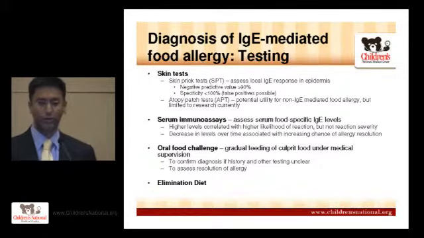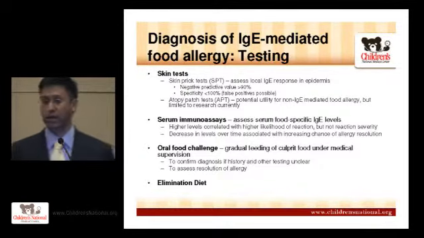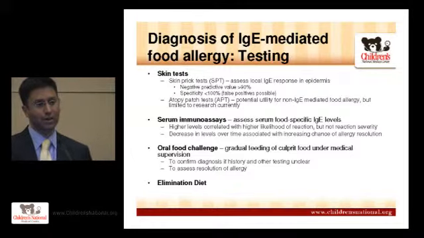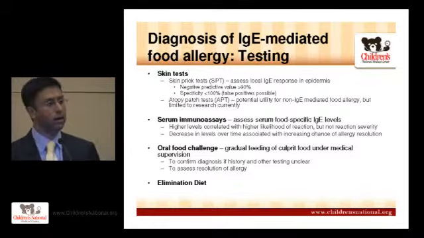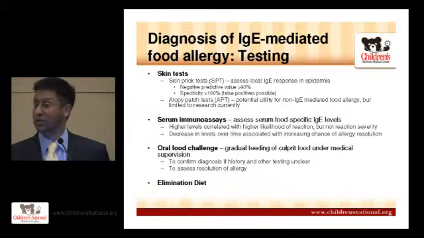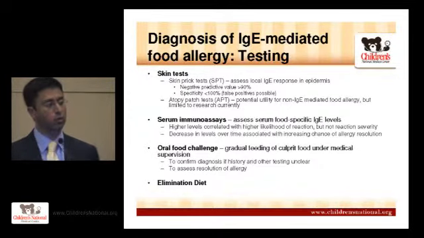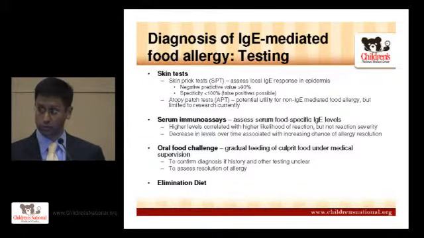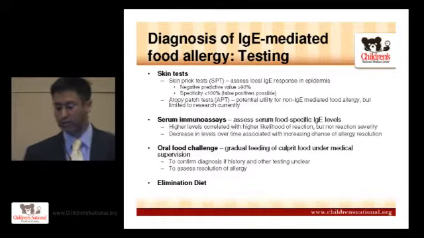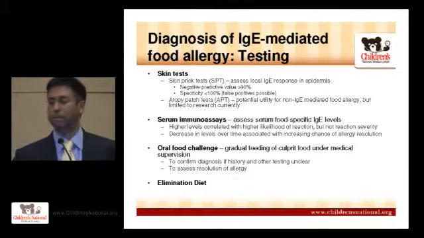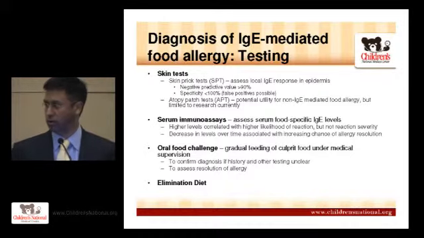Serum immunoassays, so we used to call these RASTs, but that term has fallen out of favor because the methodology is in fact not radioactive. It's a chemiluminescent assay. What serum immunoassays do is assess food-specific IgE levels. In the patient's serum, what is the quantity of IgE that they have to each of these specific foods that you're testing? In general, it can range anywhere from 0.1 up to 100, and the higher the level is, the higher the likelihood that they're going to have a reaction, but there's no correlation with the severity of the reaction.